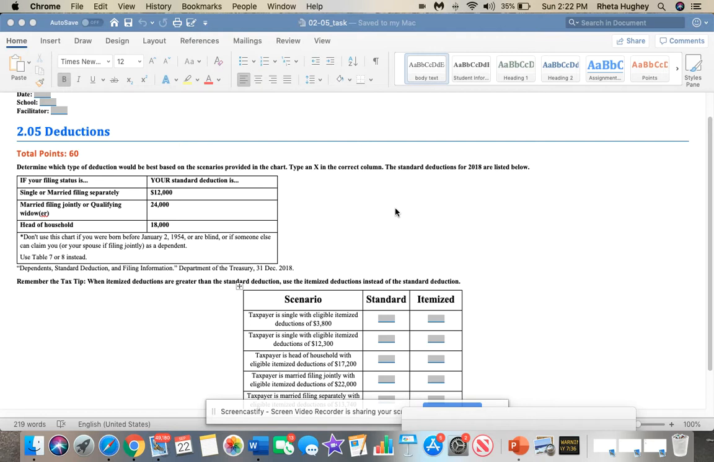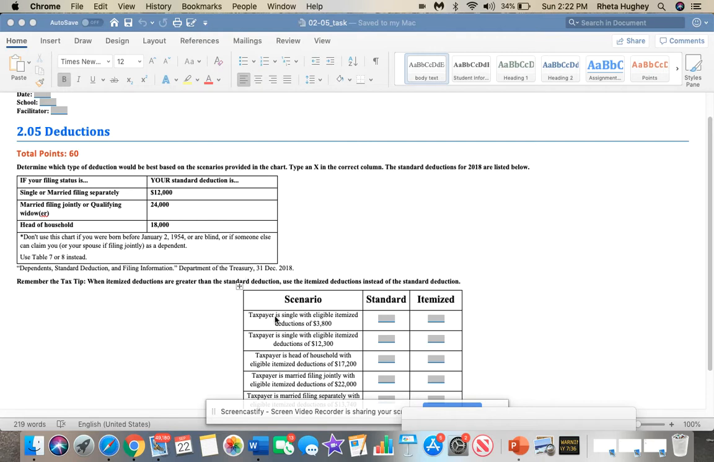So if you'll look at this form, you'll see that the first one says if your filing status is single or married filing separately, the standard deduction is $12,000. If you're married filing jointly or a qualifying widow, it's $24,000, and if you're the head of the household, it's $18,000. So these are the three figures that you will be looking at when you look at your scenarios. So let's do the first scenario together.